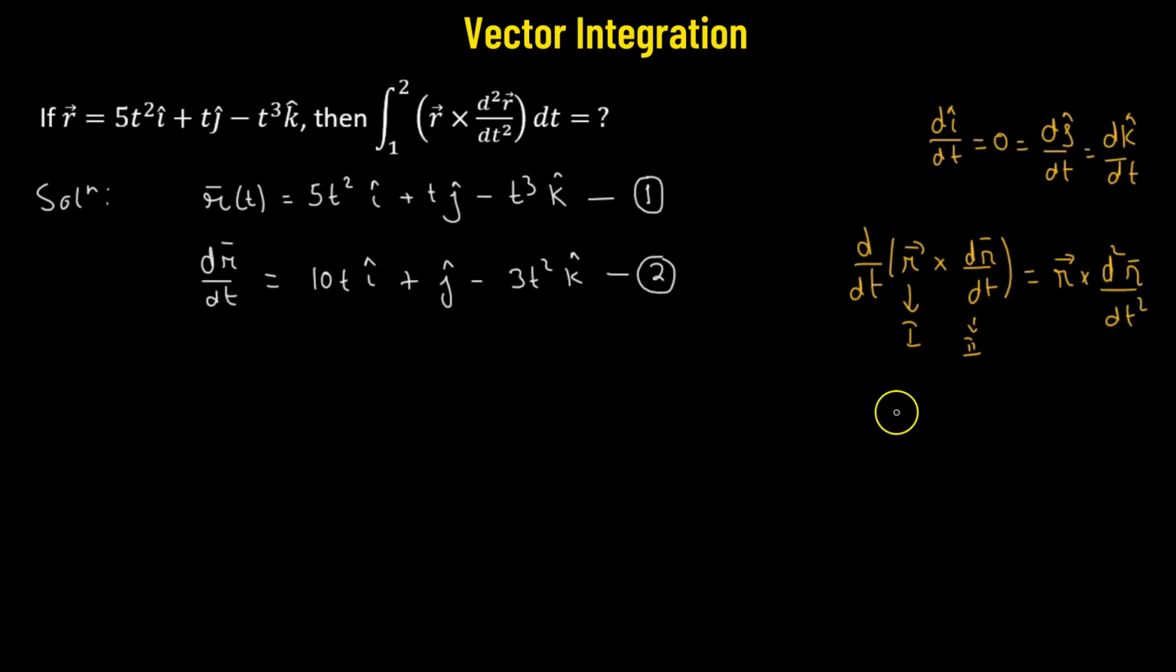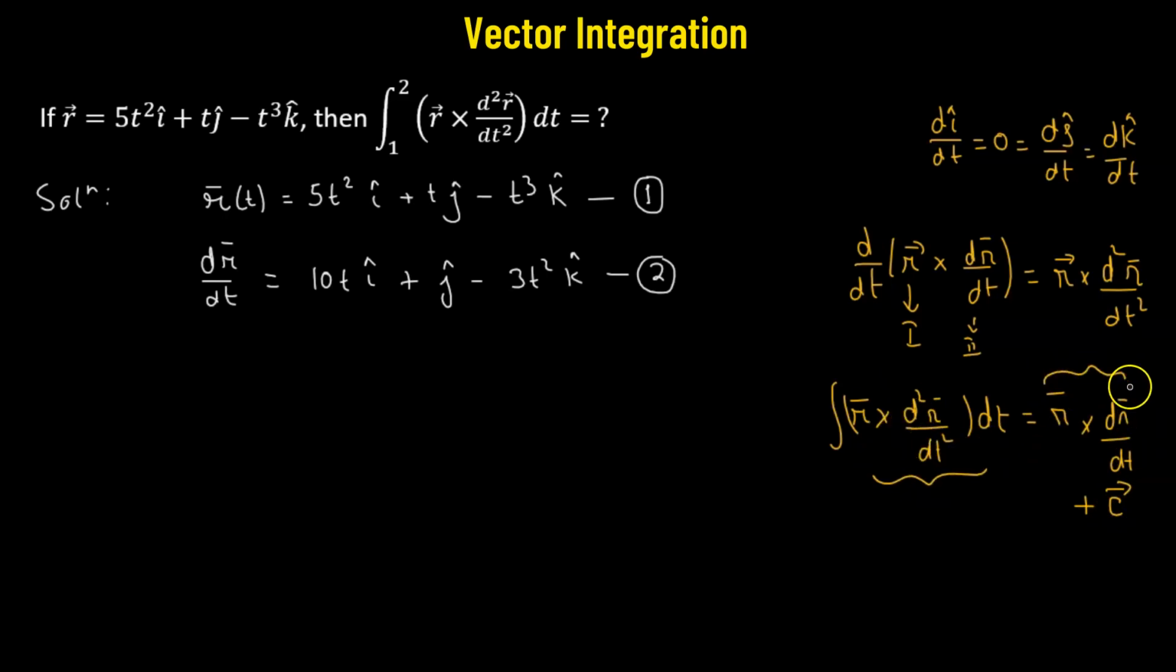So that means if we take the integral of vector r crossed with second derivative of vector r with respect to t, dt, then this will give us r vector crossed dr over dt plus the constant of integration c, which is going to be a vector. The reason behind this, we are taking the integration of a vector. So this is a vector on the left hand side. R vector crossed with the first derivative of r with respect to t is a vector. So that means in order for this particular equation to be valid, the second term, which is the constant of integration, must also be a vector.